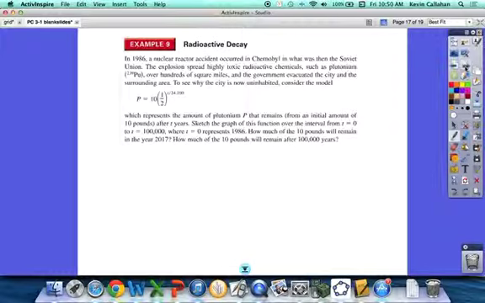Which represents the amount of plutonium after t years. Sketch the graph of the function over the interval t equals 0 to t equals 100,000, where t equals 0 represents 1986. How much of the 10 pounds will remain in the year 2017? Well, how would you figure just that? How would you figure how much is left in 2017? You're going to plug in for t, right? Are you plugging in 2017? What are you going to plug in? T equals 0 is 1986. So what does that make 2017?